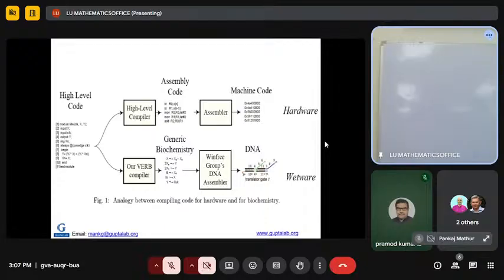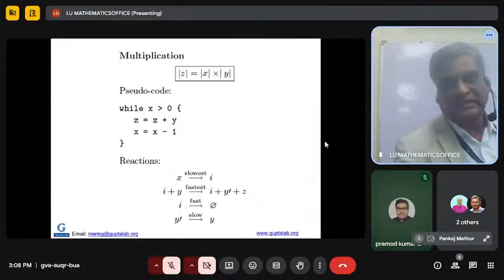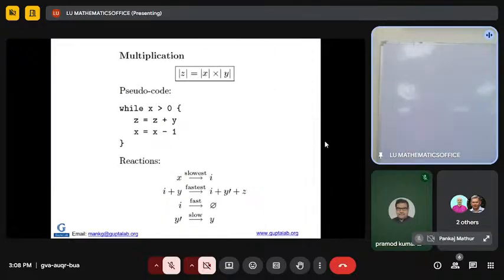Okay. So let me show you this example of multiplying two numbers. So this is a pseudocode for multiplication. Now these 4 reactions can implement multiplication. Okay, you see how. 4 reactions, and you see there are rates: slowest, fastest, fast, and slow. Null means it's vanishing. So these 4 reactions, how will they implement it?